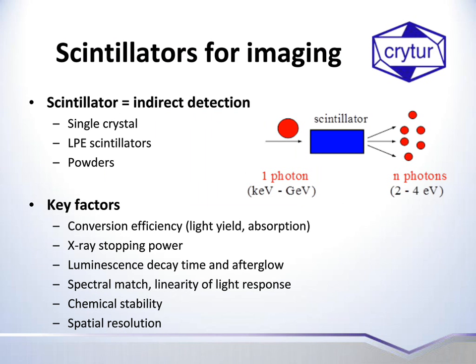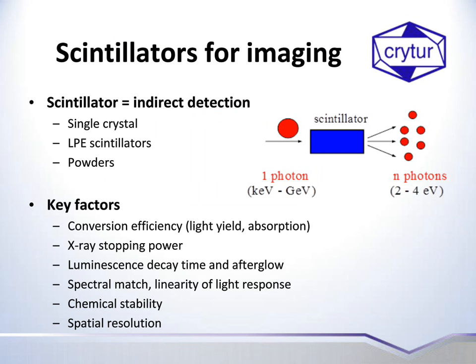There are different types of scintillators, and they have different characteristics. We are going to talk about single crystal scintillators today, but for imaging, we would also speak about LPE scintillators, liquid phase epitaxy scintillators, and powder scintillators. Unfortunately, these two are quite demanding to process. For LPEs, there are some defects which have a deteriorating effect on the image, and powders have grain size which actually scatters the light and worsens the resolution of the system.